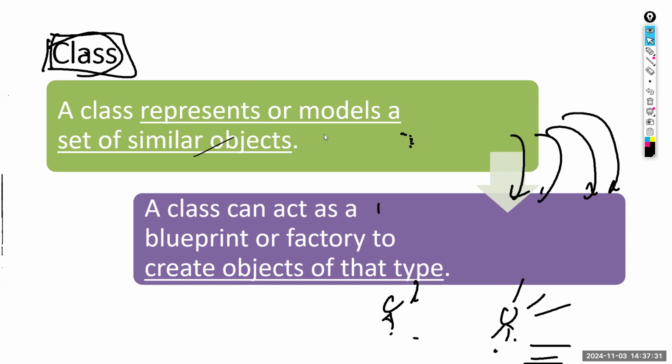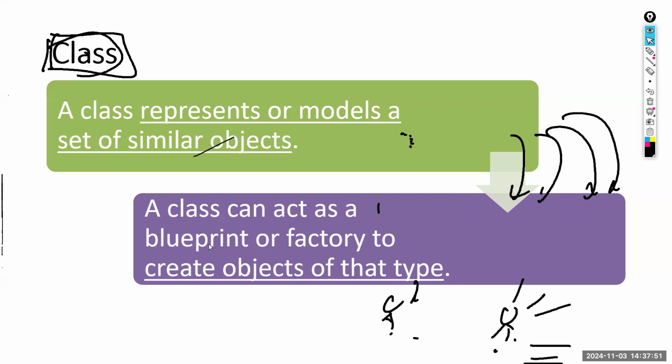Right. So a class represents or models a set of similar objects. And once you do that using an object-oriented programming language, that language provides a facility to create objects out of that. So then that object has all those attributes and behaviors. So therefore we say that a class can act as a blueprint of a factory.